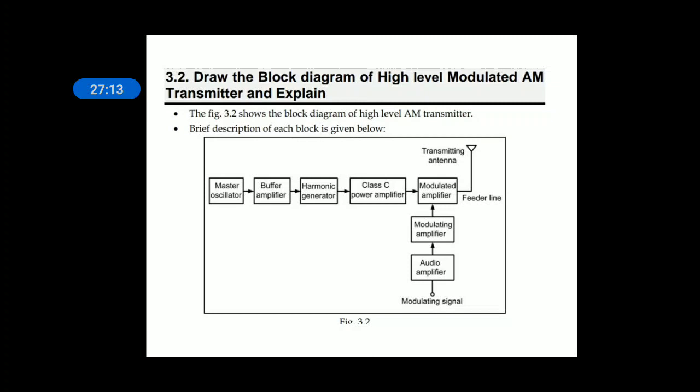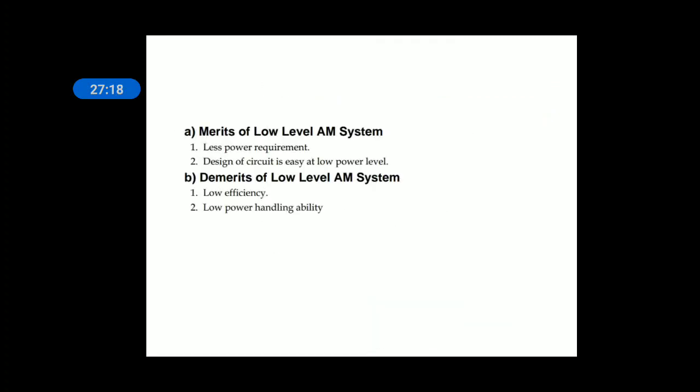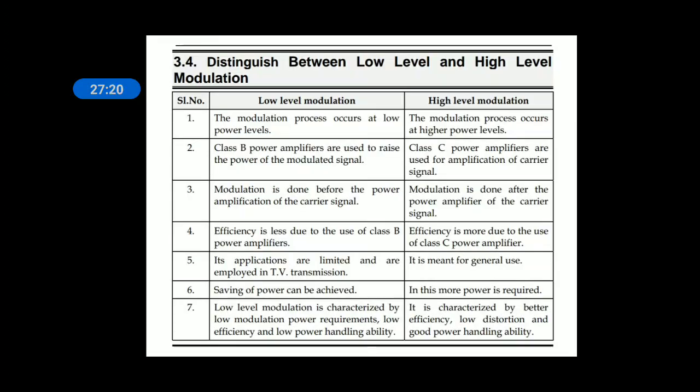Block diagram of your low level and high level. So what are the differences between low level and high level? Modulation. Low level modulation is done at low power levels, and high level modulation is done at high power levels.